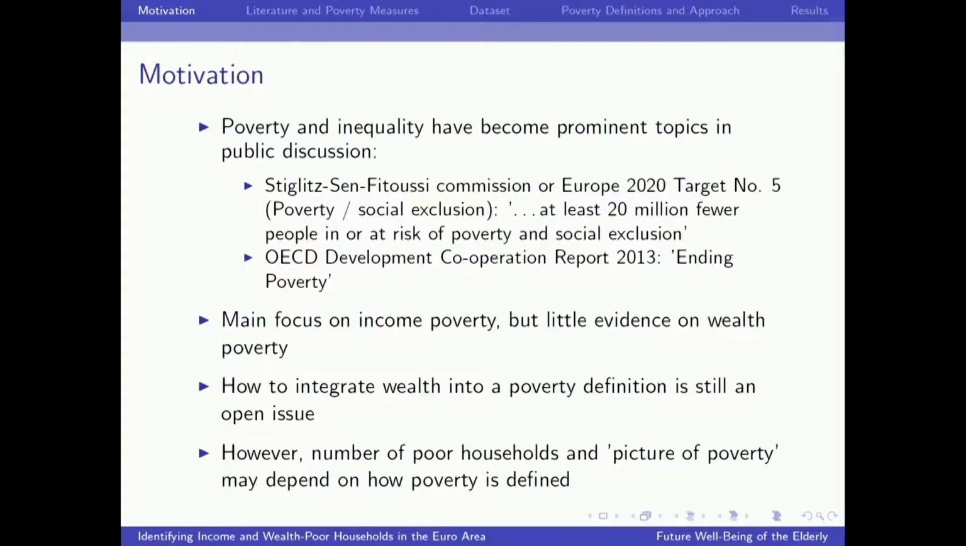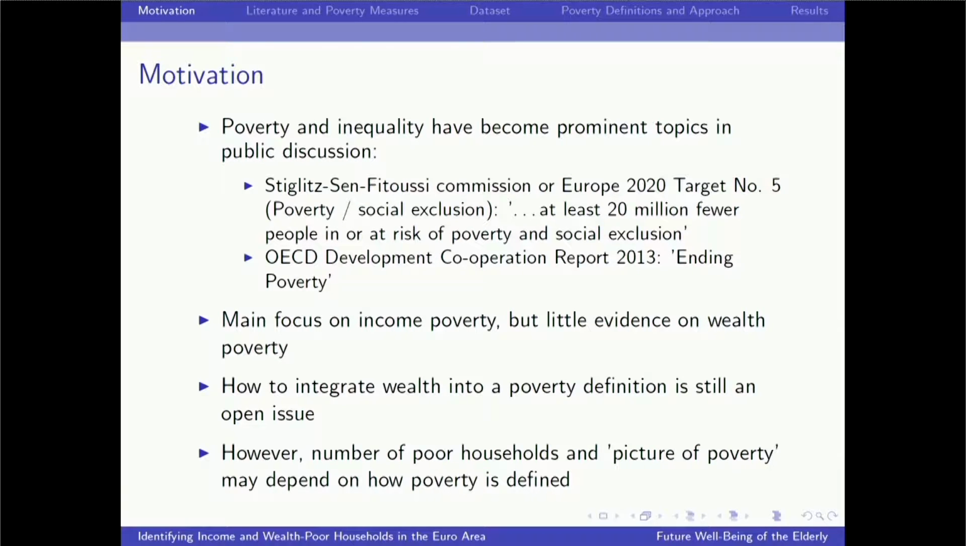Poverty and inequality have become prominent topics in public discussion. That is definitely true, especially since the beginning of the financial crisis in 2008. I'm from Germany, and in Germany right now there's a big debate on poverty and inequality, especially with a focus on poverty of the elderly and poverty of retired persons. In an international context, of course, as well, just think of Joseph Stiglitz or Amartya Sen, or in Europe, Europe 2020, target number 5, with a focus on poverty and social exclusion. We want at least 20 million fewer people in or at risk of poverty and social exclusion. And of course, the OECD takes care of that as well.